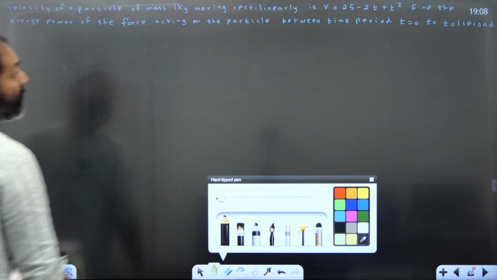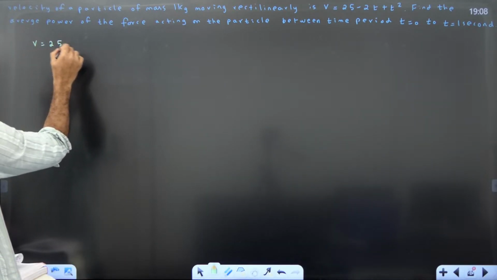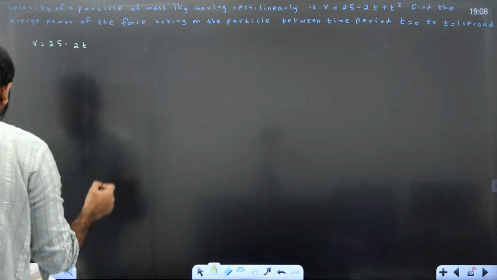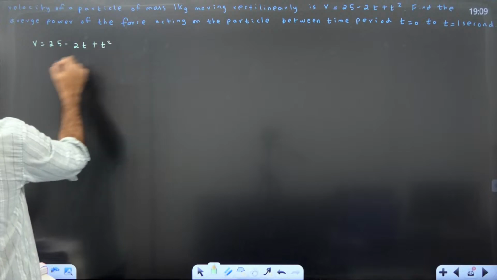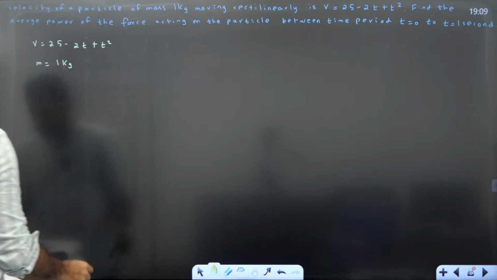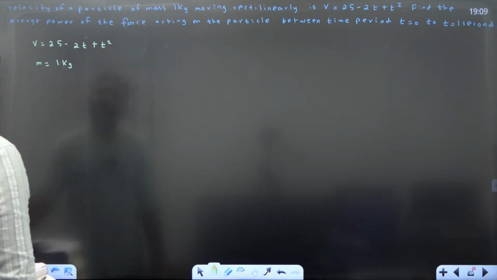The velocity of the particle is given. What are the given data? Velocity is given as an equation, 25 minus 2t plus t square. And mass is what? 1 kilogram.